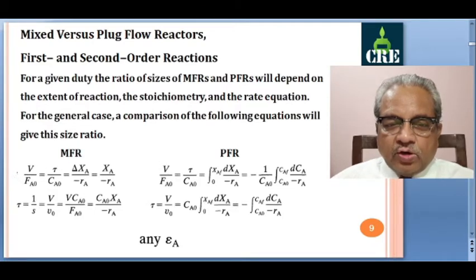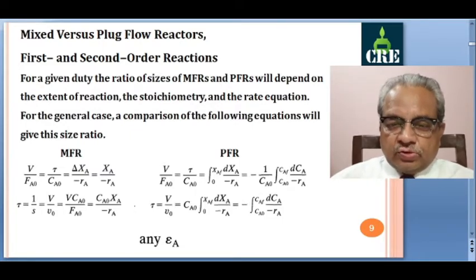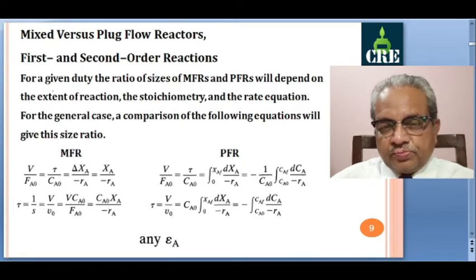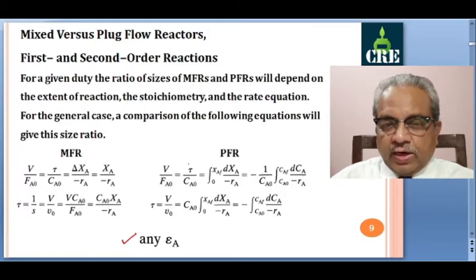So mixed flow reactor model, we know tau is equal to Ca0 by minus Ra, and these are various forms and definitions. This we have done number of times. Plug flow reactor, tau is equal to Ca0 0 to xaf dxa by minus Ra, and also in other forms. So you can use the suitable form. This is for any epsilon, means minus Ra term, epsilon A term will appear there. And this mixed flow and plug flow reactor model.